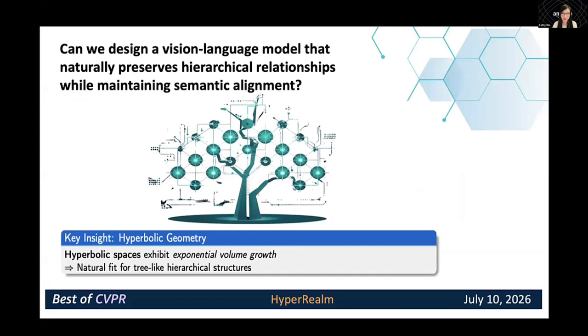This brings us to our central research question. Can we design a vision language model that naturally preserves hierarchical relationships while maintaining semantic alignment? The keyword here is naturally. We don't want to bolt on hierarchical constraints as an afterthought. We want the geometric space itself to respect hierarchy. And that's exactly what HyperRealm does by switching from Euclidean to hyperbolic geometry.